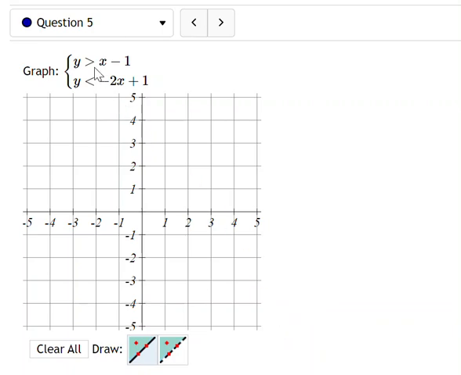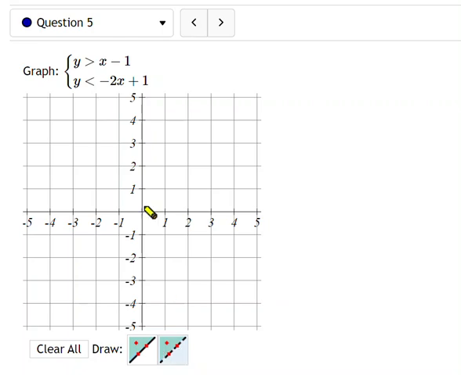So since both of these inequalities are strict inequalities, that is, there is no equal to bar underneath there, they need to be graphed with a dash or broken line. So I'm going to pick this tool, the one that has the line broken.